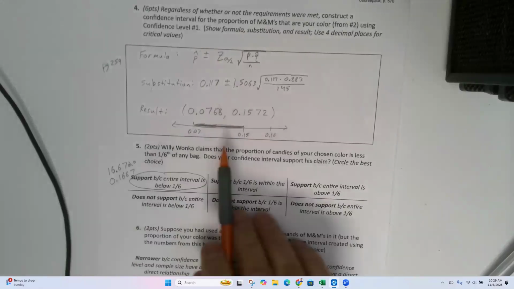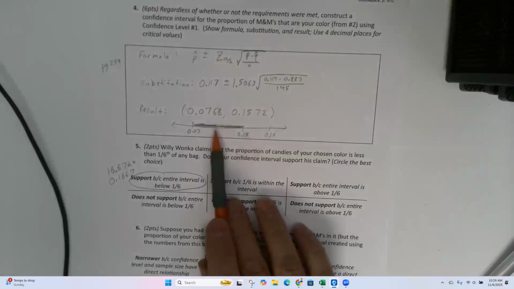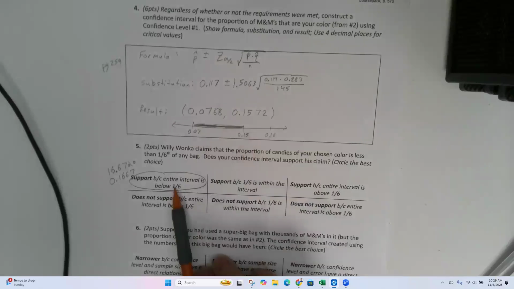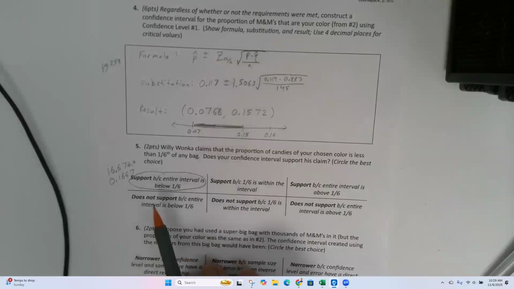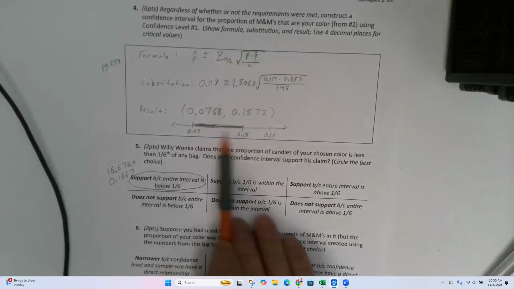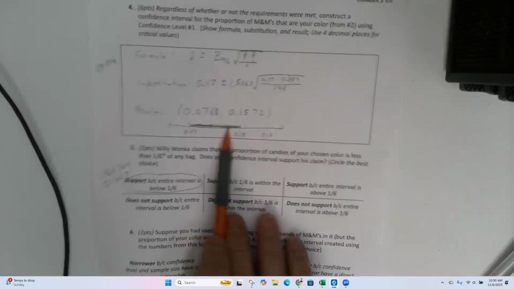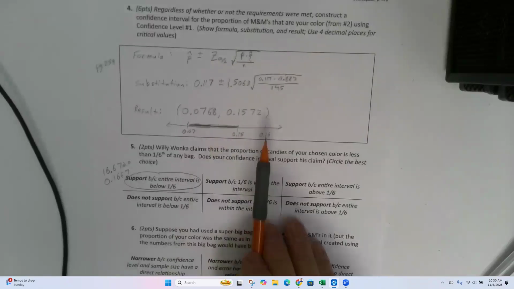My data supports his claim that there's something weird going on and red is produced less than 1/6 of the time. I support it because my entire interval, this whole section here, is below 1/6.